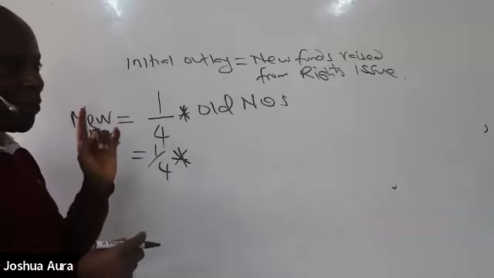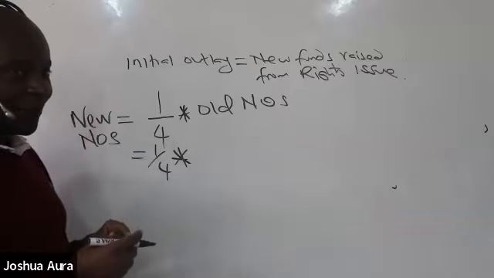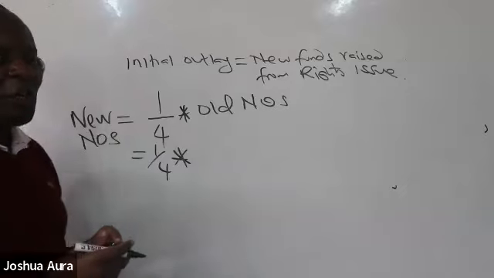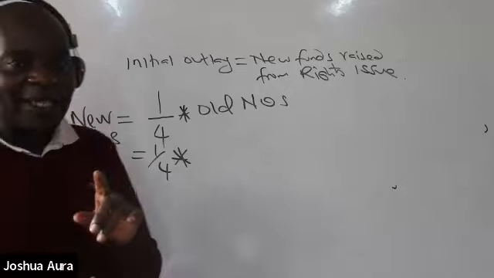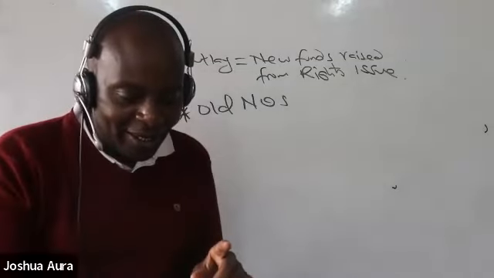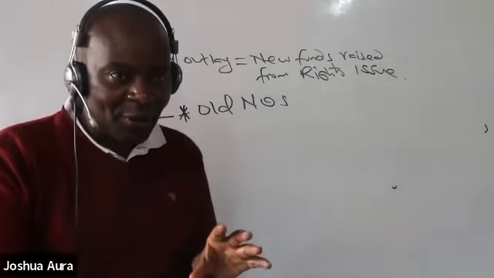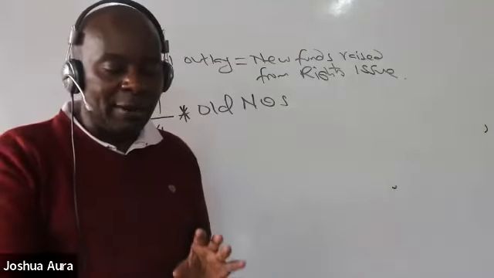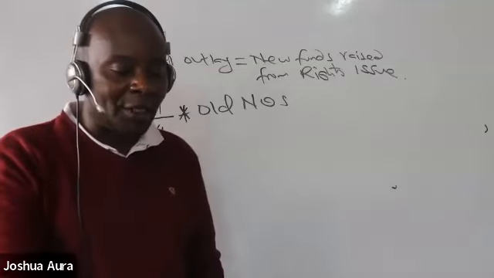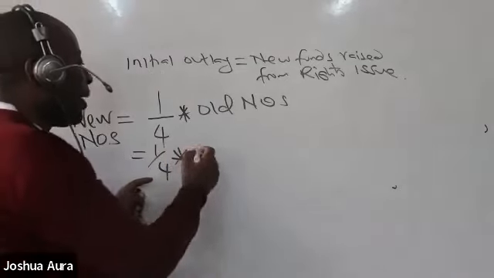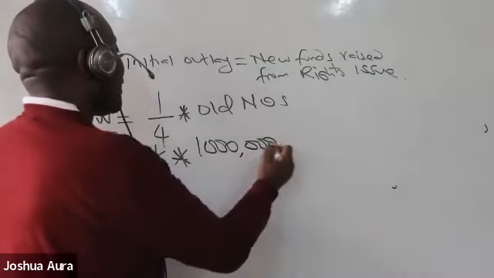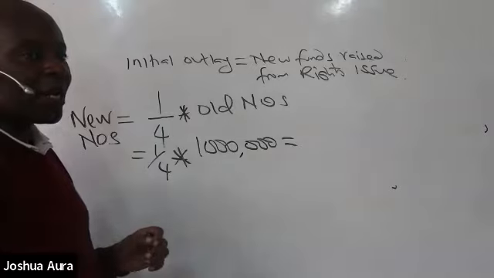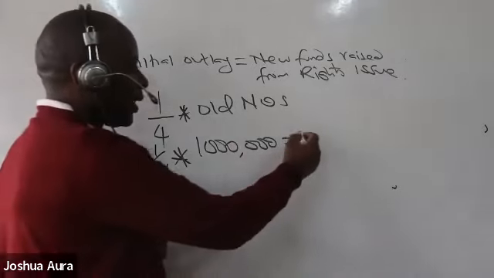Is there somebody who can remember the old number of shares? 10 million or 1 million? Remember, you got some numbers somewhere, isn't it? The 10 million is in shillings, and I wanted to get the number of shares, where we took the 10 million divided by 10, which gave me a million. So if that is the case, then this will give me how much here? Use your calculators. 250,000, right?